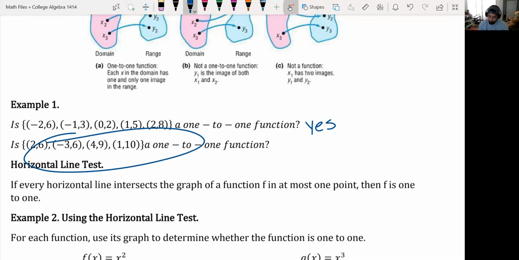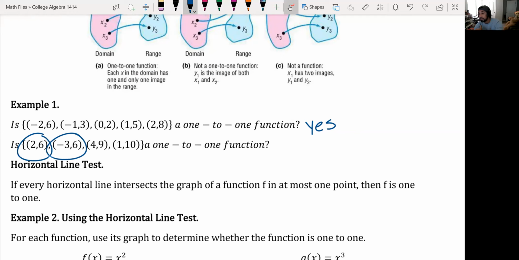The next set of numbers: (2, 6), (-3, 6), (4, 9), and (1, 10). Does every single x value have its own y value? And that answer is no. And we see it right here. 2 goes to 6, and -3 goes to 6. So we see that two x values have the same y value. And this is not the representation of a one-to-one function. So we will say no. Because if you're one-to-one, every x value has its own y value.